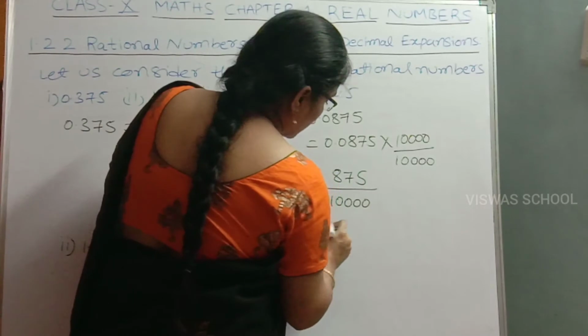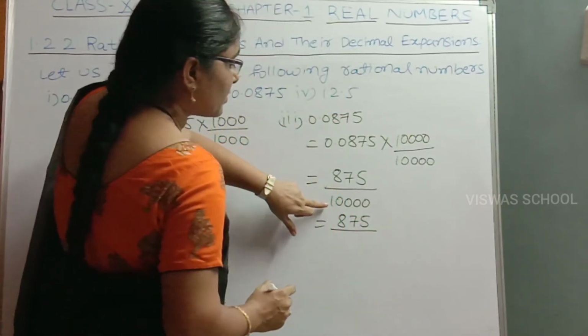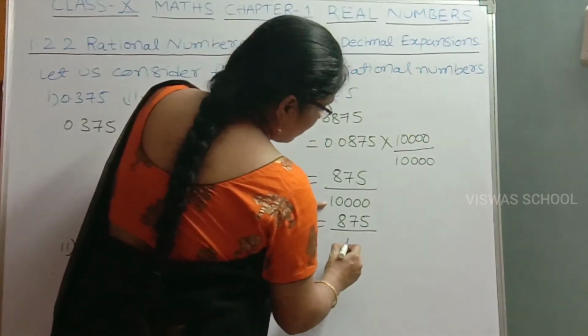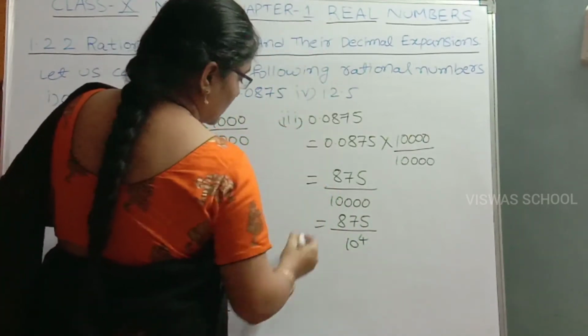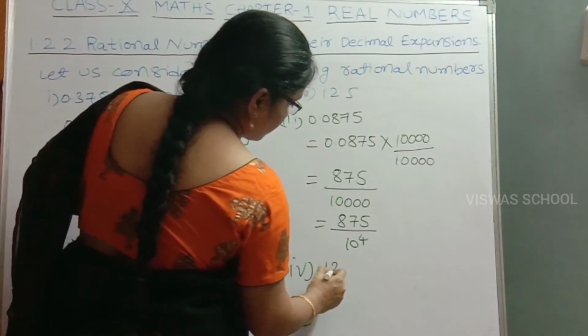Now it is equal to what? 875 by, how do you write this 10,000 in powers of 10? 10 to the power of 4. And coming to the last one, that is 12.5.